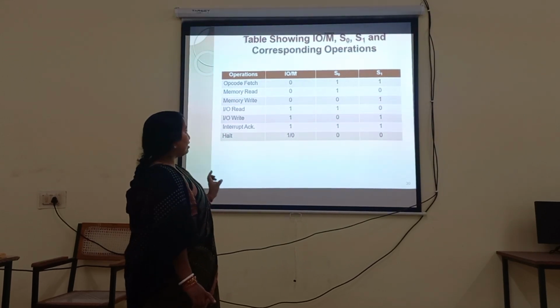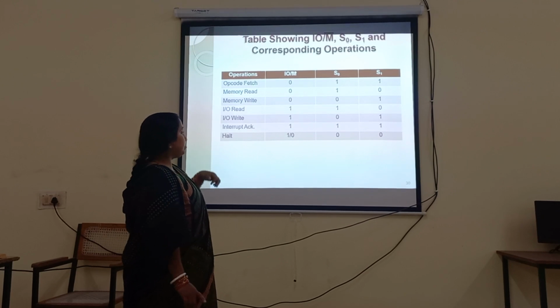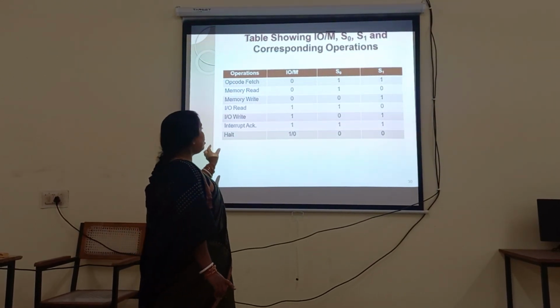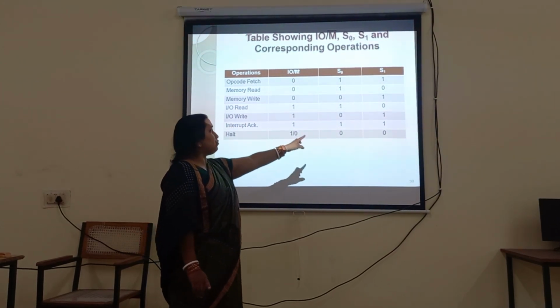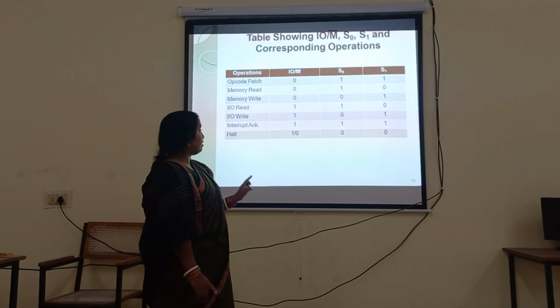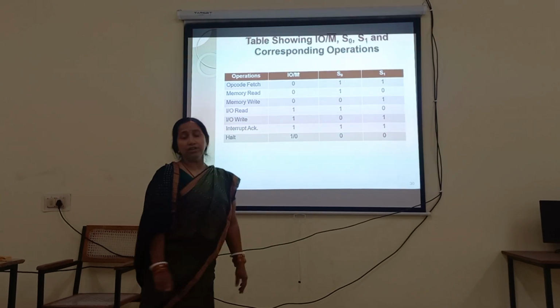And for interrupt acknowledgement, when all the signals are high, it represents that there is an interrupt. And the next one is the halt operation. When S0, S1 are 0 and IO/M is 1, it is an input output device halt. When it is 0, it is a memory halt operation.